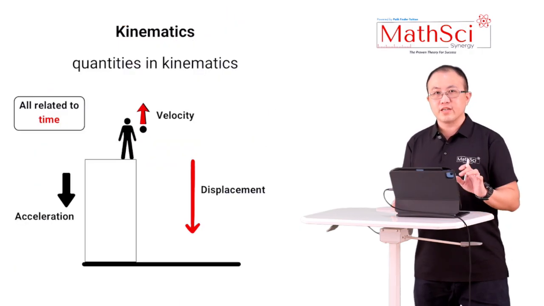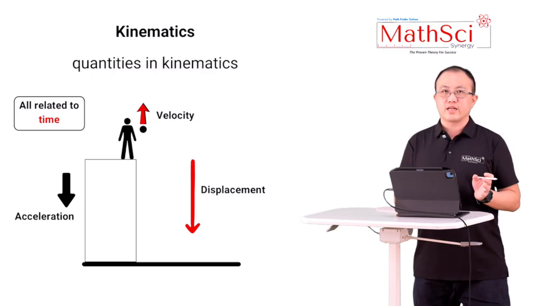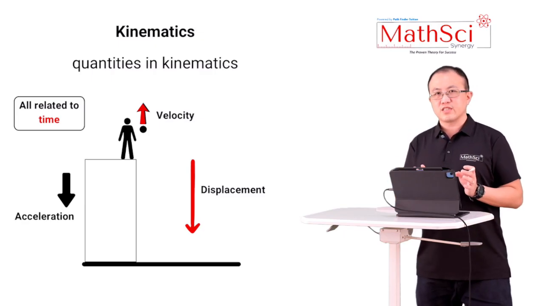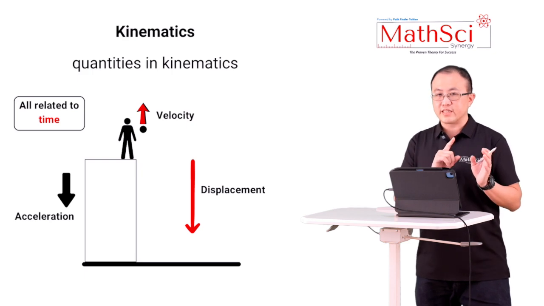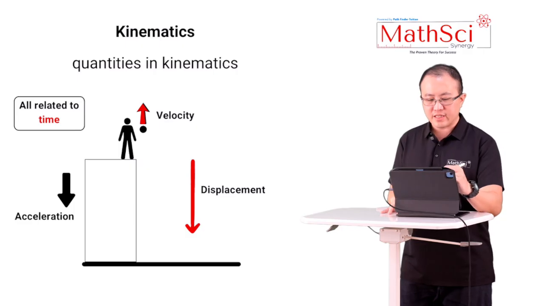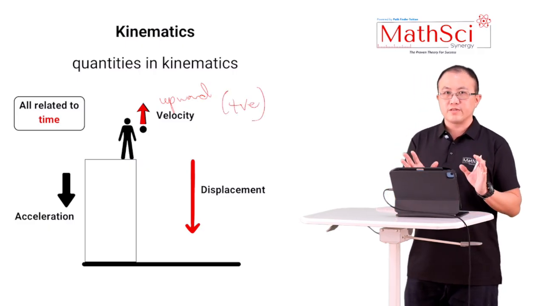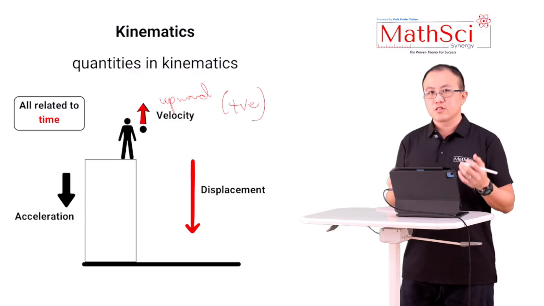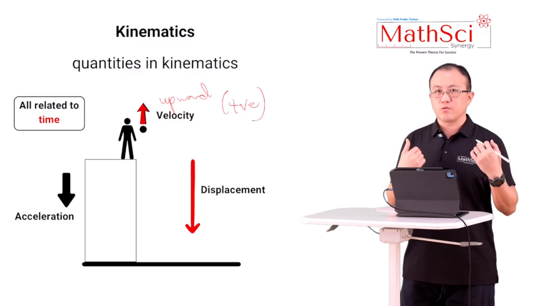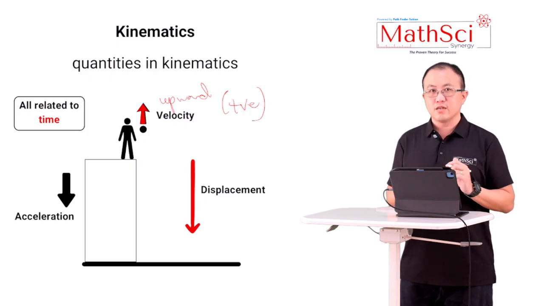I have a picture here to help me describe the concept of velocity, displacement, and acceleration. This diagram is a very common diagram you get to see in the exam as well. For example, if you throw a ball up, then I will say that there is an upward velocity, or sometimes you might say that this is a positive velocity. Positive because I'm moving up. Most of the time, any object that's moving up will have a positive velocity. You can use this convention.